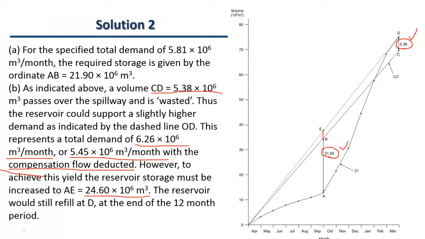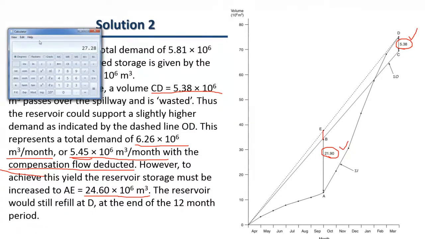Yes, please. Yes, Amara. Could you please repeat from where 5.45 comes? This one. Yeah, let me just bring the calculator. Where's the calculator? Okay, so that's a good point.